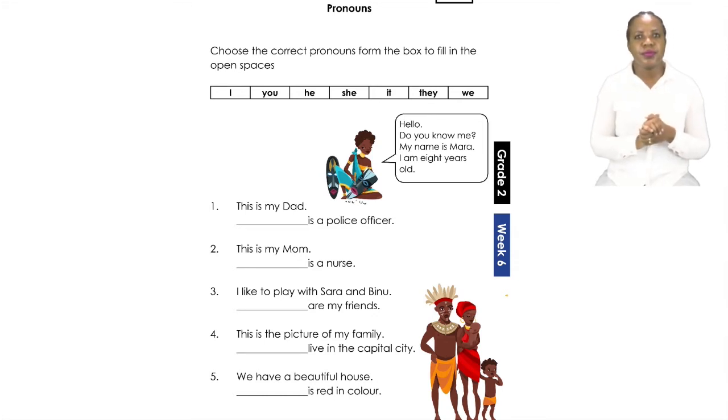Let's do number 2 together. It says, let's read it. This is my mom. Dash is a nurse. Do we say it is a nurse? No. Do we say they is a nurse? No. Do we say she is a nurse? Yes. Well done. Now I want you to please write the capital letter S for the word she.